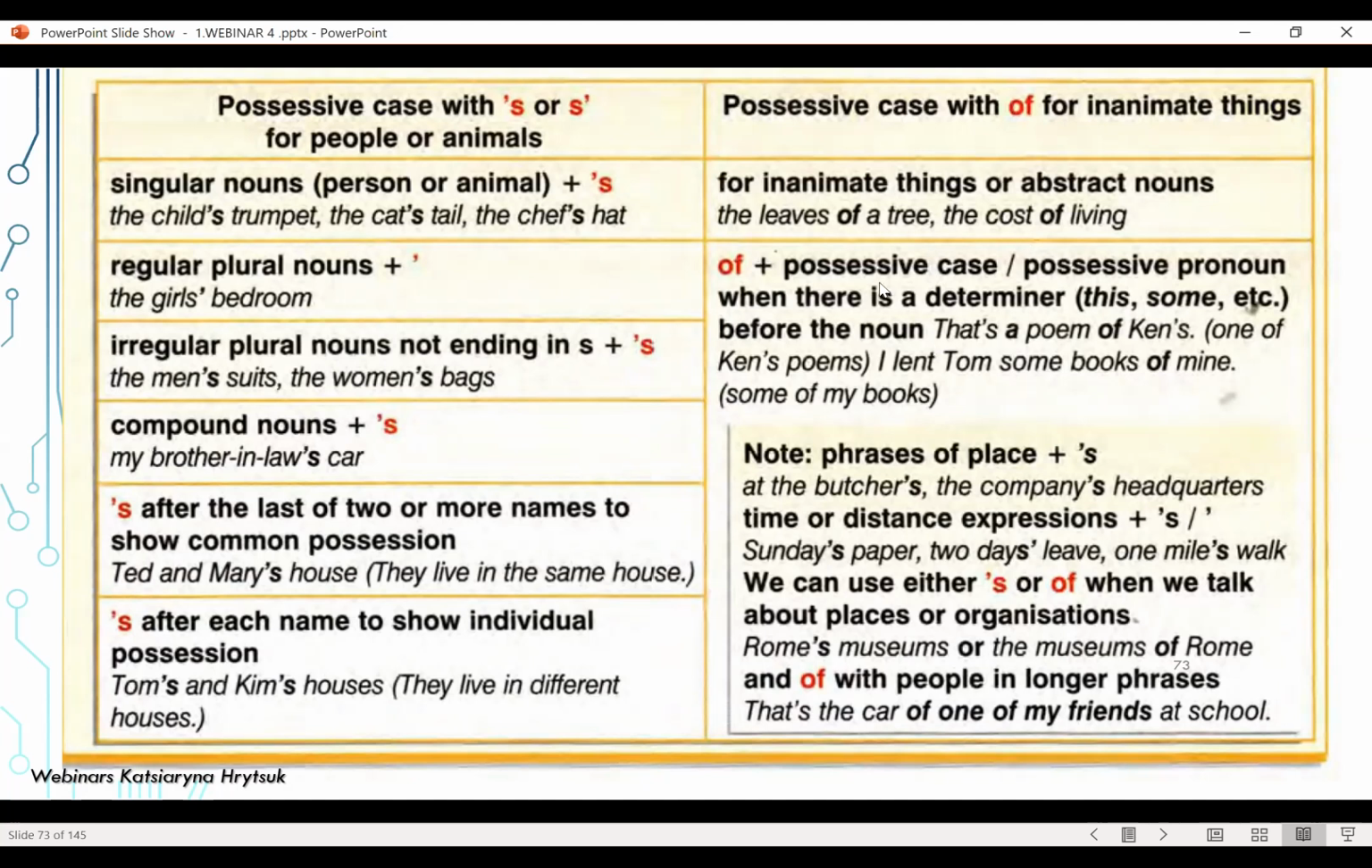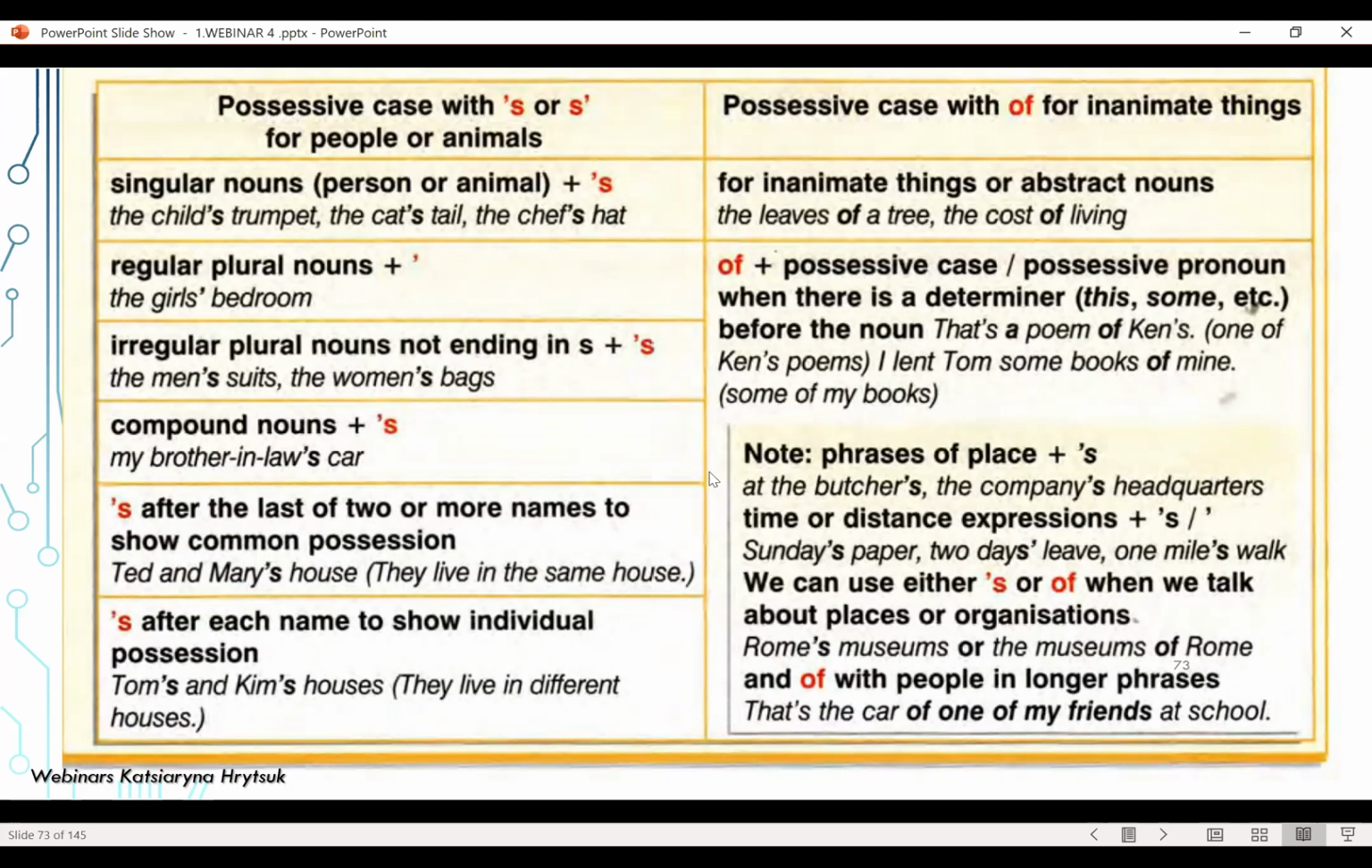The cost of living, not the living costs, okay? The cost of living, so we don't use an apostrophe here. We also use "of" plus possessive case or possessive pronoun when there is a determiner. Remember, this, some, before the noun. That is a poem of Kant's, one of Kant's poems. Or I lent Tom some books of mine. My books or books of mine.